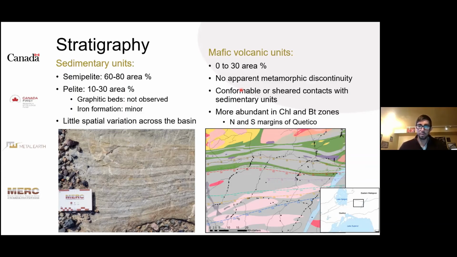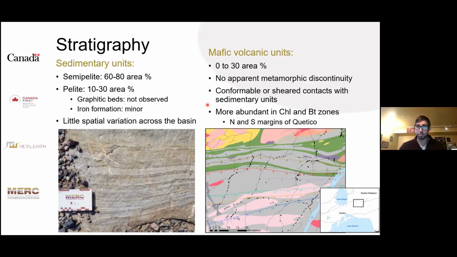And on this map here, I've shown the Beardmore-Geraldton Belt, which is generally considered part of the Wabigoon subprovince. But what we're seeing is that there isn't any metamorphic discontinuity between the subprovince boundary, the Beardmore and the Quetico, and that the isograds actually sometimes cross over these inferred subprovince boundaries. So when we're talking about a potential source area, we want to be thinking about these transitional basins as well.